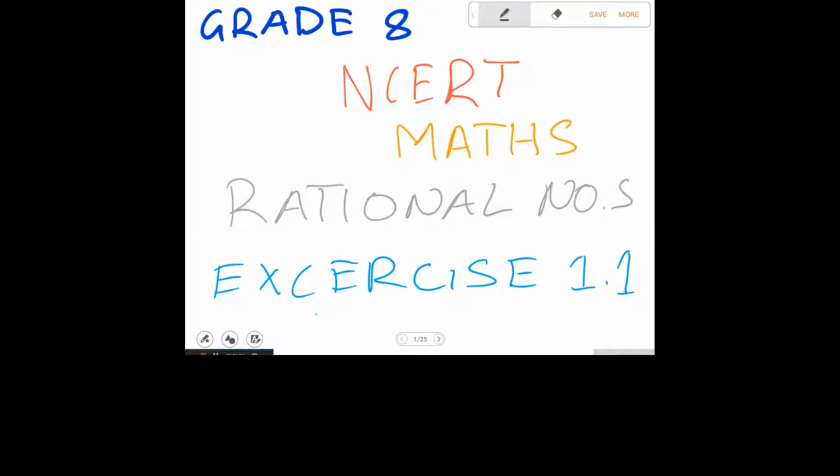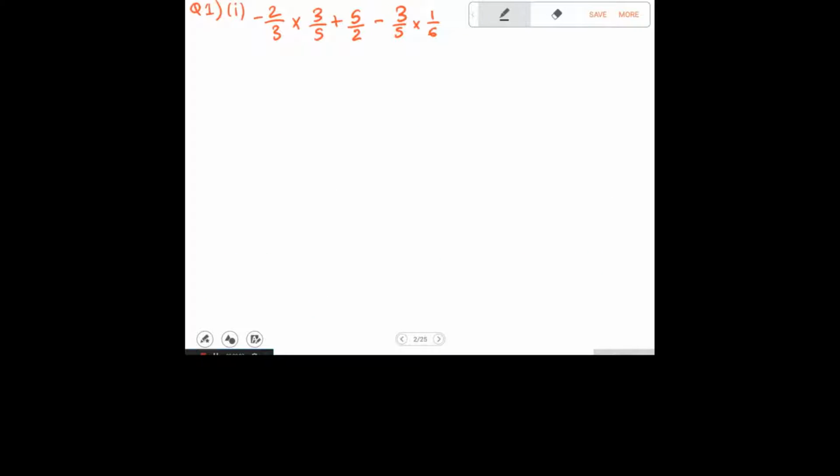Today I'll be solving exercise 1.1 of rational numbers, NCERT maths of grade 8. So the first question, first part is minus 2 by 3 into 3 by 5 plus 5 by 2 minus 3 by 5 into 1 by 6.